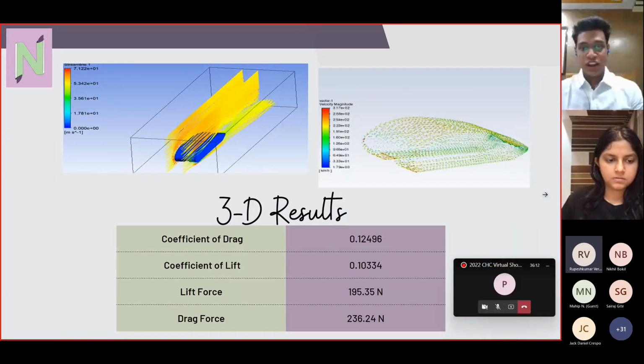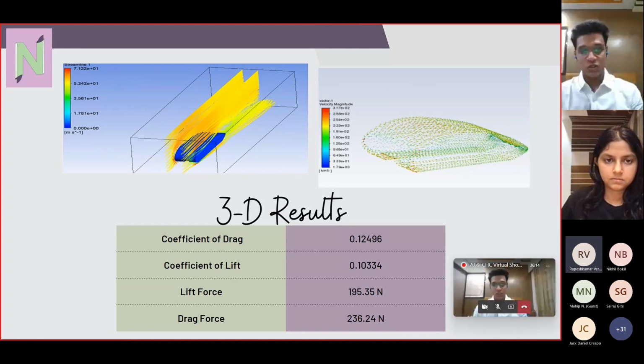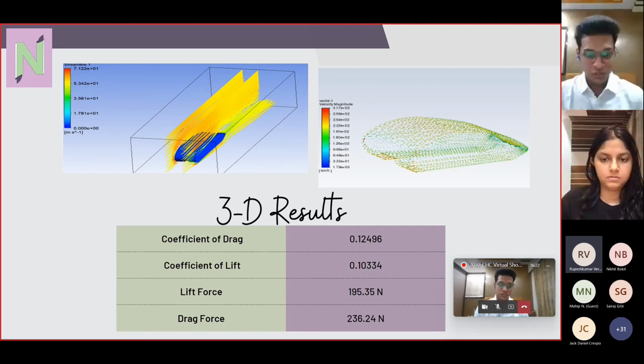The coefficient of drag was 0.12 and the coefficient of lift was 0.1, and the lift force was around 195 newtons and the drag force around 236 newtons.